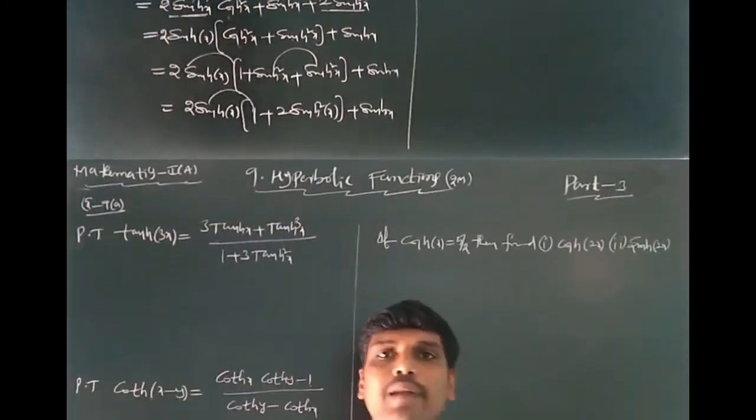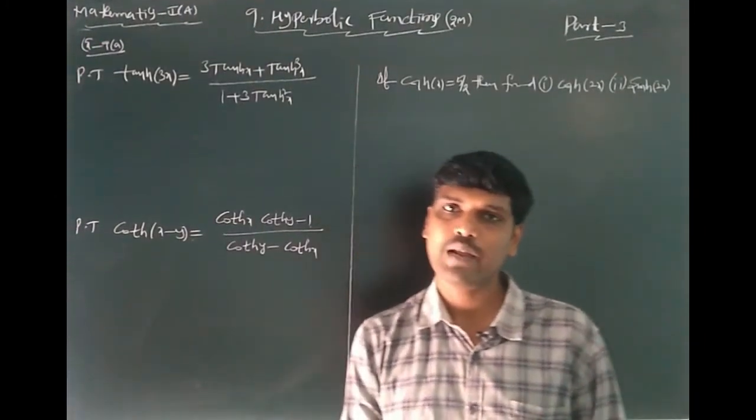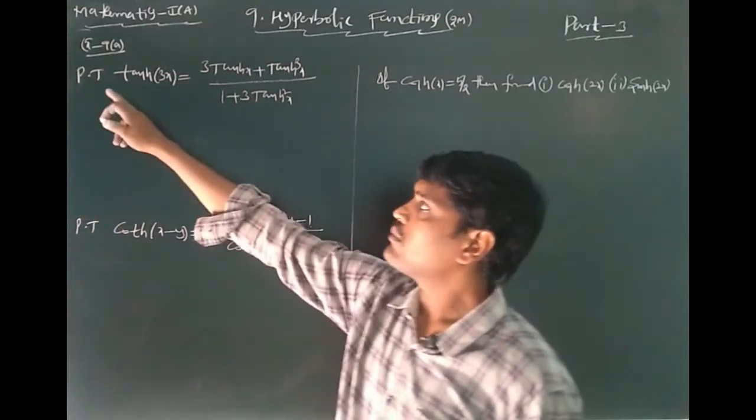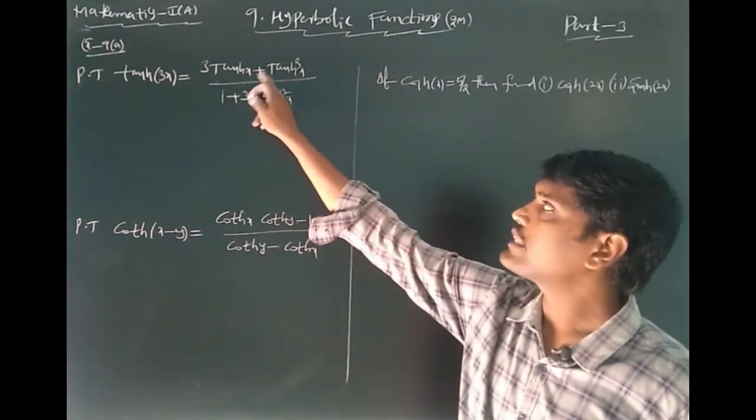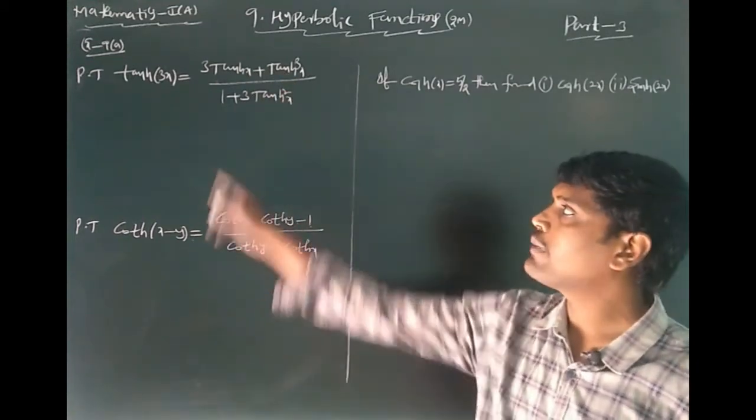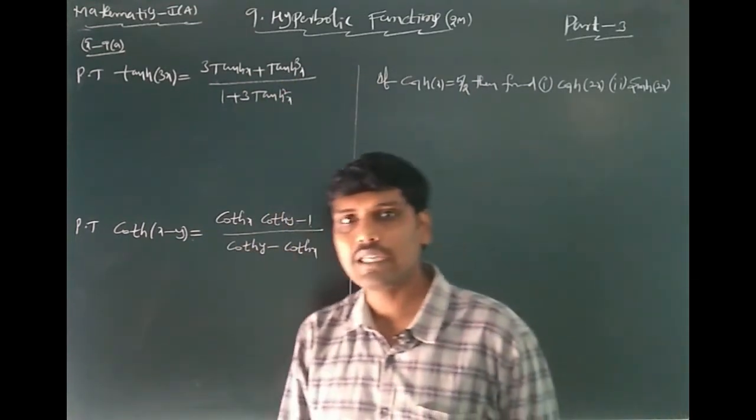Today's assignment problems are homework problems, previous problem model. First one, prove that tan h of 3x is equal to 3 tan hx plus tan h cube x by 1 plus 3 tan h square x.